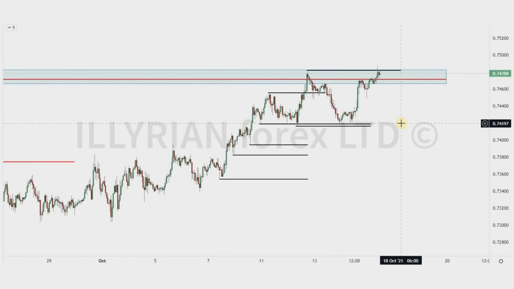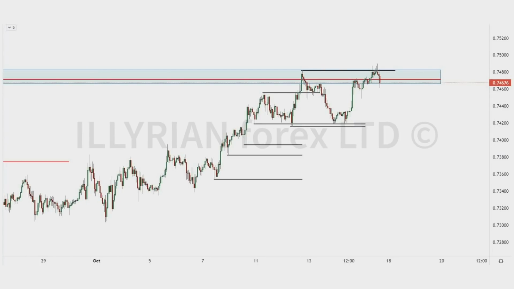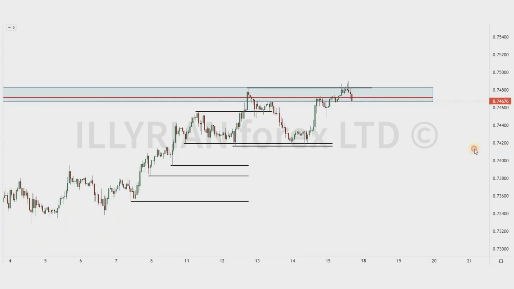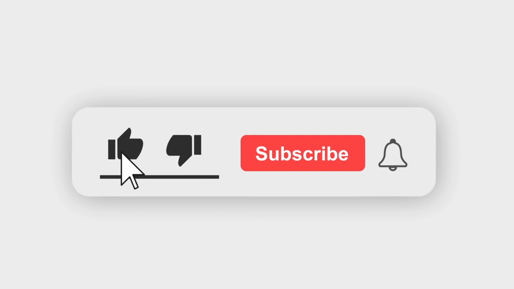Looking at price action, we noticed that price was creating a large distribution, and the best way to describe it is the Wyckoff schematic.